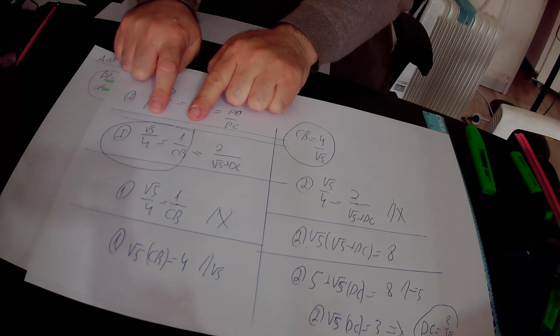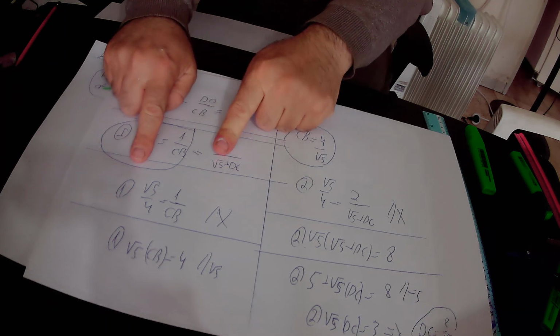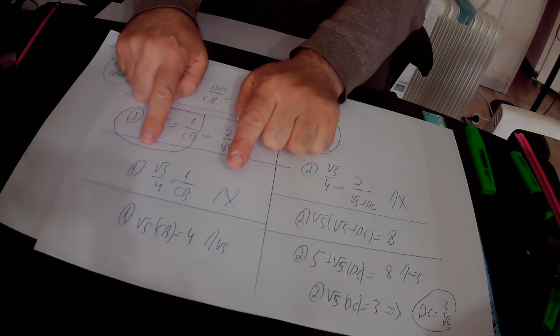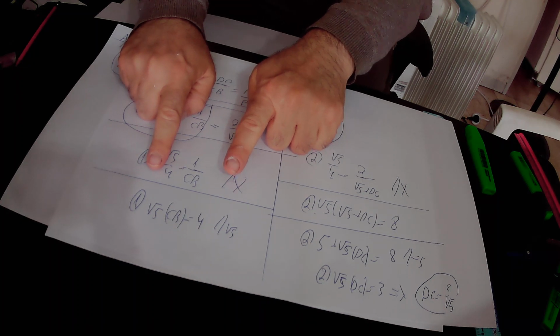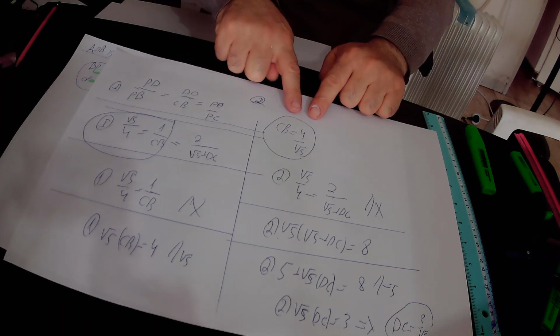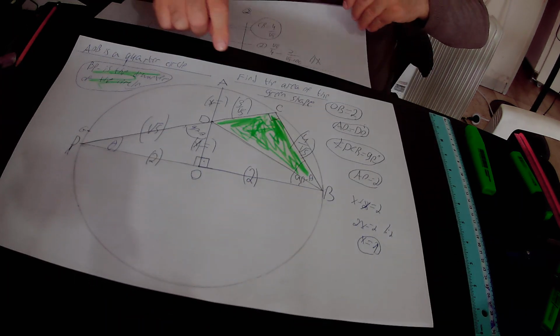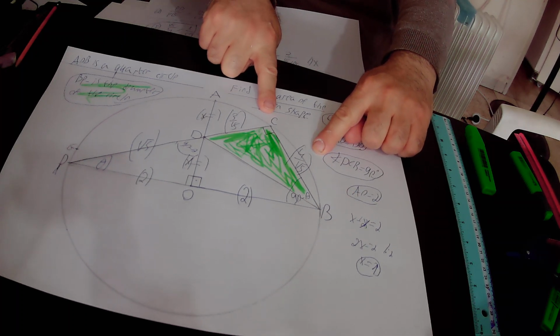So according to equation 1, we found out that square root of 5 over 4 equals 1 over CB. This is equation 1. If we multiply this equation and equation 1, we finally find that square root of 5 times CB equals 4. Here we divided this equation by square root of 5 and finally found out that CB equals 4 over square root of 5 units in length. The missing side CB equals 4 over square root of 5 units in length.